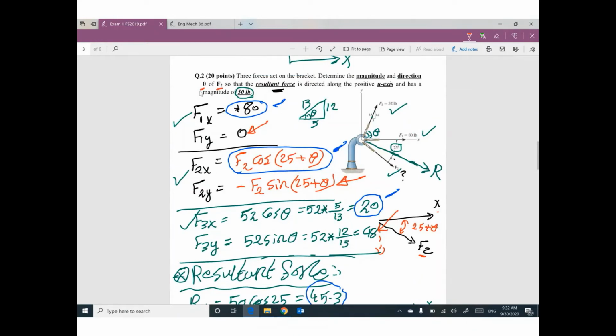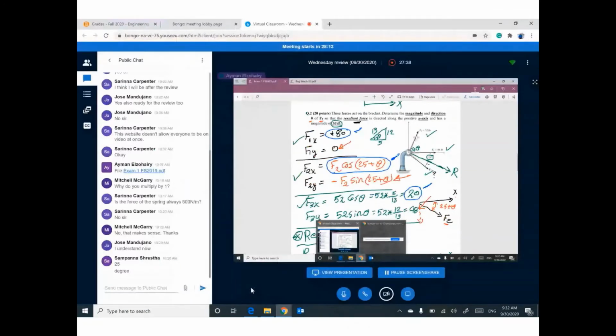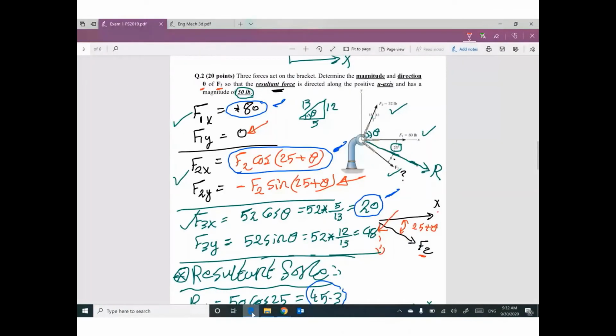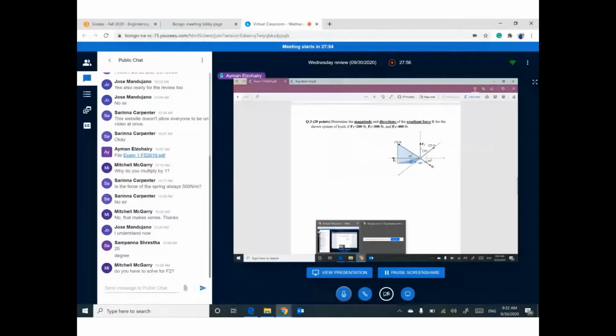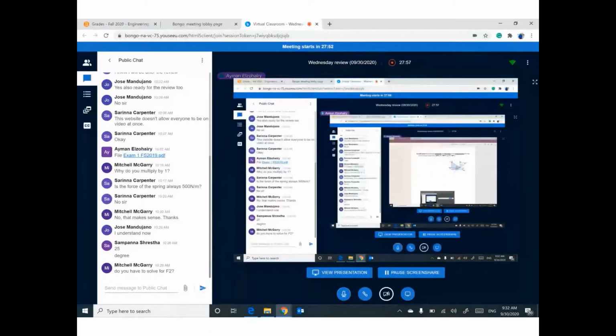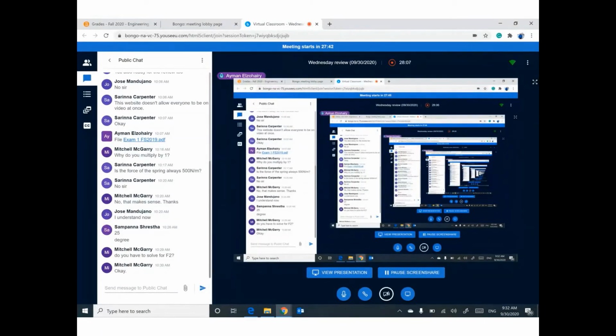Any question? Looks good. And if you go back to your homework, probably your quiz, I believe you will find something like this. Third one. Yeah, you have to solve to get F2 and theta. Two equations only. So you can solve for F2 and theta. So try.